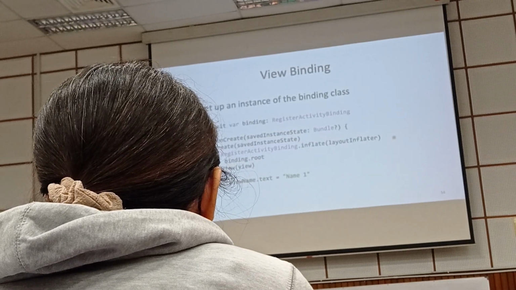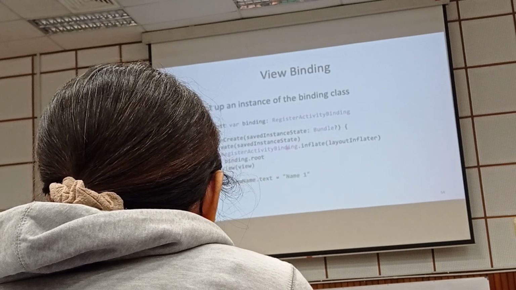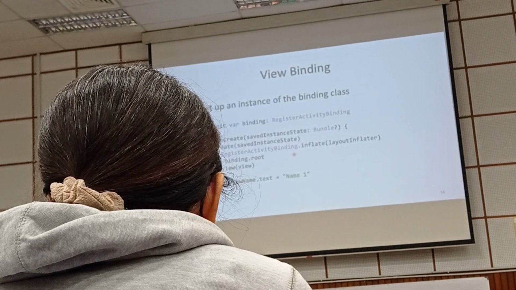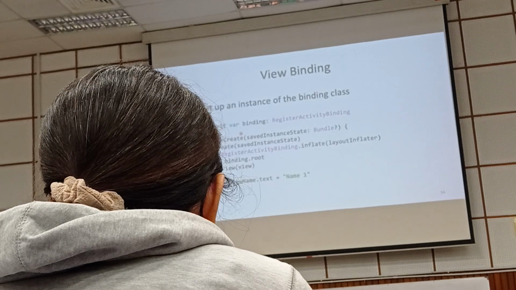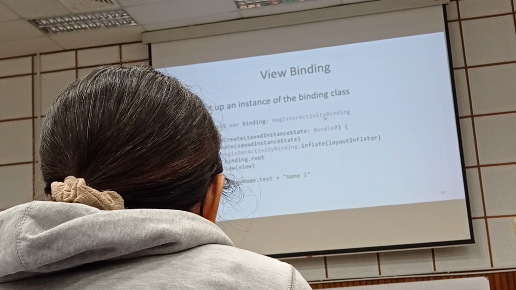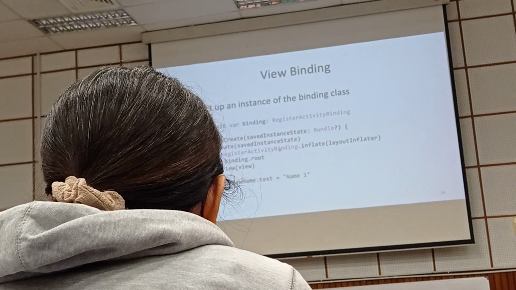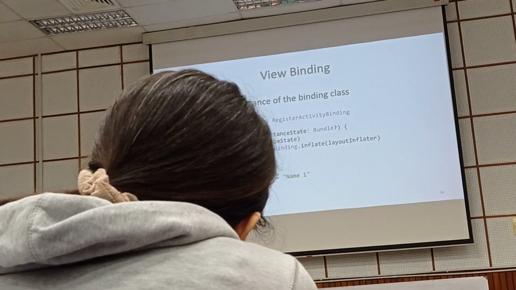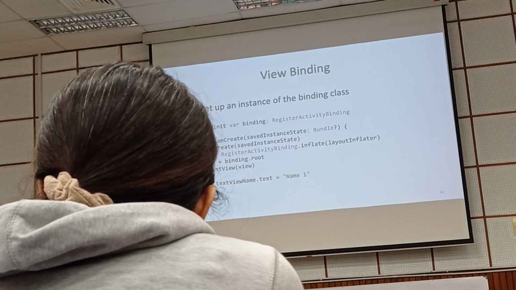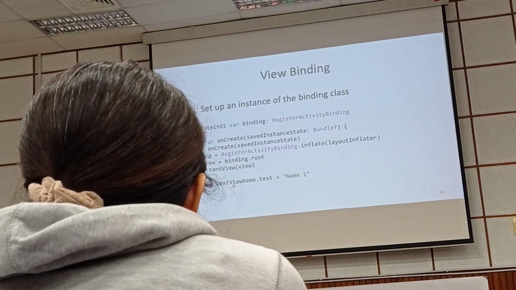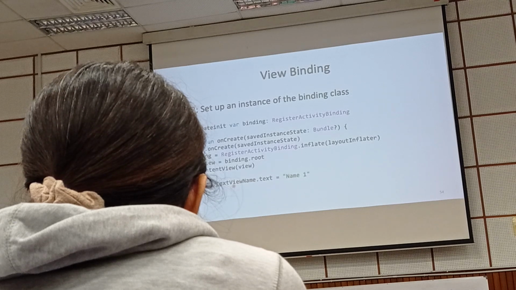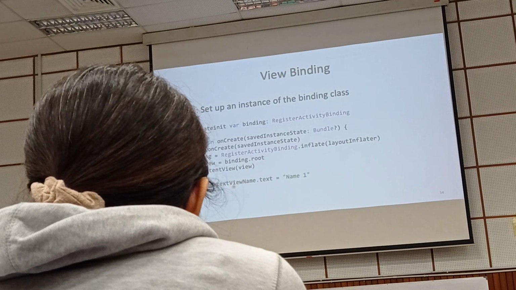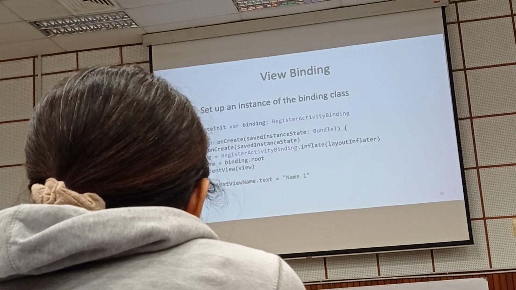And so, when you write your code, instead of using find view by ID to refer to each view, all you need to do is create an instance of the binding class, bind it to your set contents view function, okay? And then you can use the binding class to refer to the view. Do you get the idea? So no need to use find view by ID anymore. Just use the binding class.